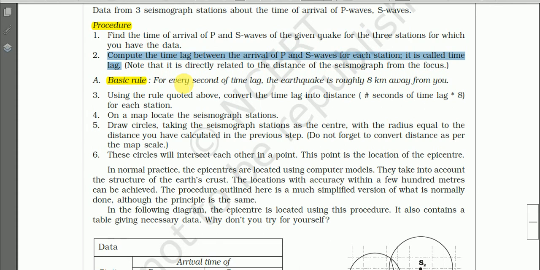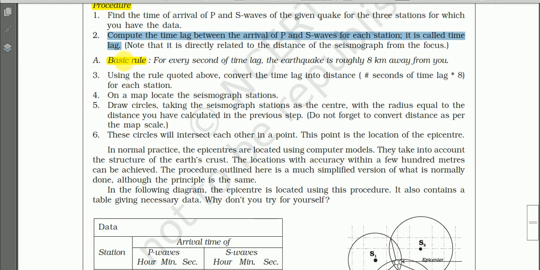So after collecting the data of the arrival time of P and S wave, we have to find the time lag. So we have to subtract the arrival time of the P wave from the arrival time of the S wave.